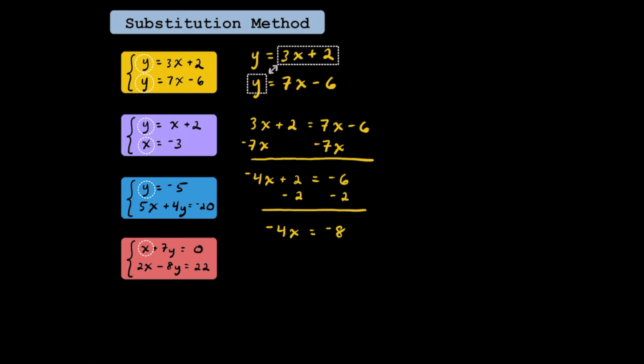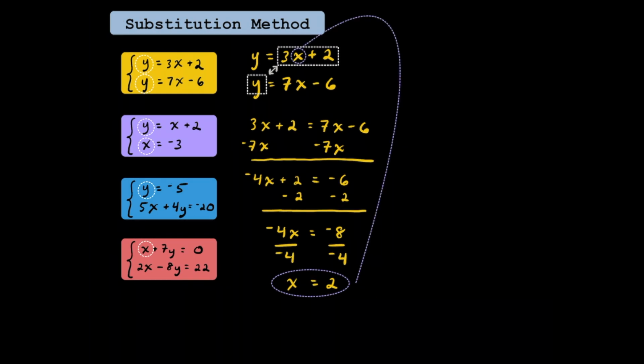To get a coefficient of 1, we're going to divide the left side by negative 4 and divide the right side by negative 4. Since negative 4 divided by negative 4 is 1, we can just write 1x or just x, and negative 8 divided by negative 4 is positive 2. Well, we found out that x is equal to 2, that's just part of our answer.